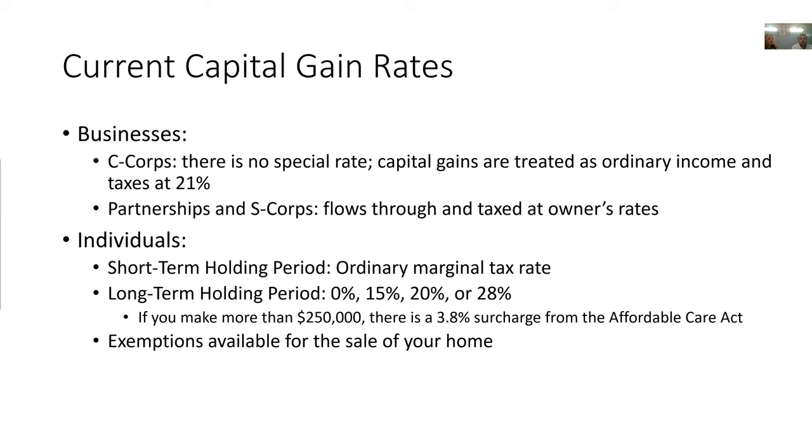For individuals, if it's a short-term holding period, it's taxed at the ordinary marginal tax rate for gains. And then for long-term, it's either 0%, 15%, 20%, or 28%. 28% is only for collectibles. But if you make over $250,000, there is a 3.8% surcharge from the Affordable Care Act. So basically that 20% bracket is a 23.8% bracket, and 15% could be 15% or 18.8%, depending. And then, as I said, exemptions are available for the sale of your home.